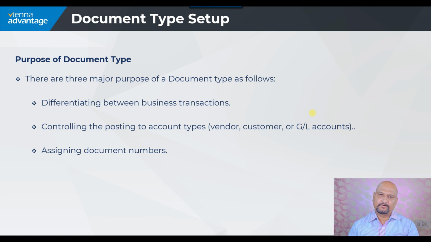The purpose of the document type. There are three major purposes of the document type in the VA system. The first is differentiating between business transactions. The next one is controlling the posting of the account type, like the vendor, the customer, the GL account, and assigning the document number as per the document type and the sequence that is set up.